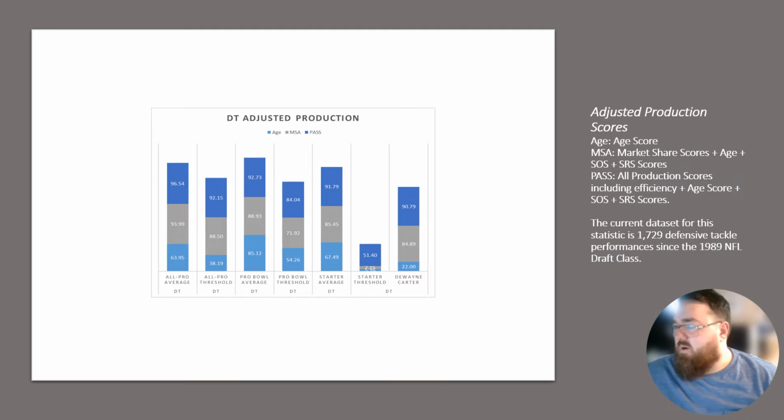And then adjusted production wise, he has an issue, which is his age. 22 percentile in terms of his age score. I know everybody hates when people talk about age all day long, but the correlations are what they are. Look at the All Pro averages. Look at the Pro Bowl threshold. Look at the Pro Bowl average. Look at the Pro Bowl threshold. All those prospects are typically younger prospects compared to Dwayne Carter.